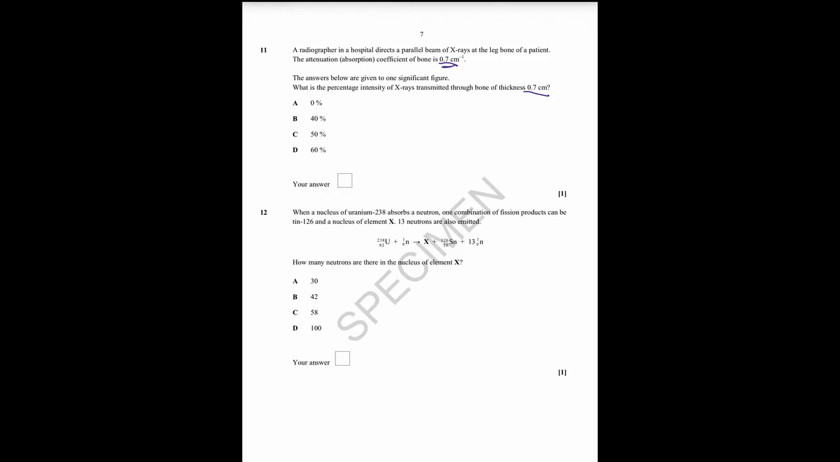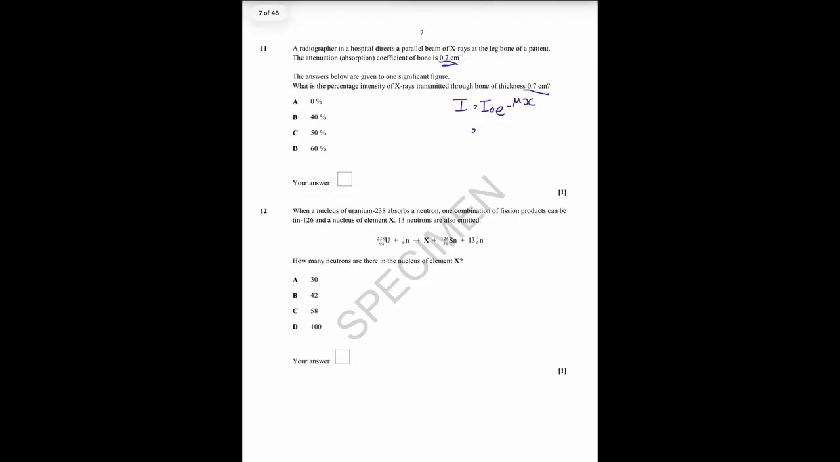So what's the formula I've got to use? If I'm not too sure, I'll just look at my formula sheet to make sure I'm getting nothing wrong here. And this is the formula that I've got. I'm looking for the percentage intensity of X-rays transmitted. Always with these questions, I've got to be a little bit careful. Is this I here telling me the amount that's been transmitted, or the amount that's been absorbed? This formula is going to tell me the amount that's been transmitted.